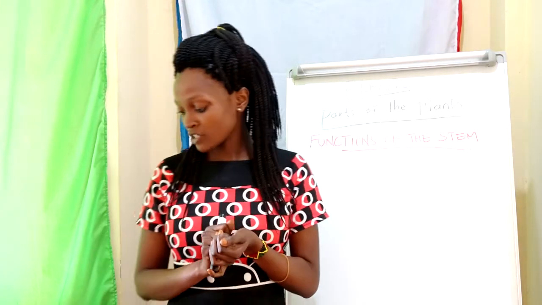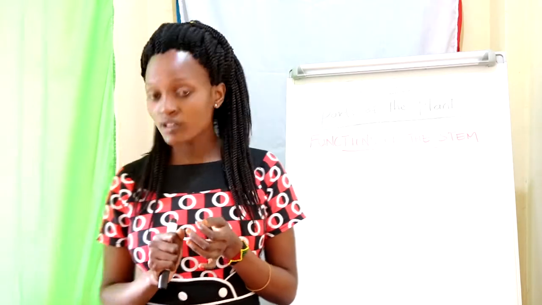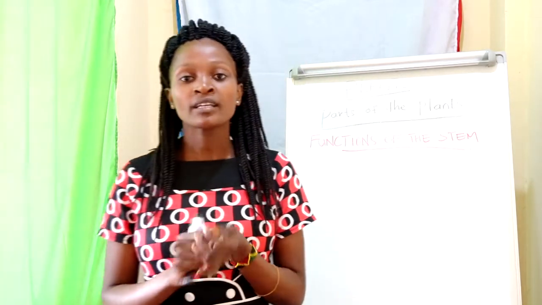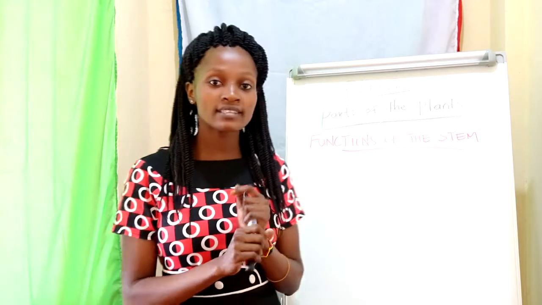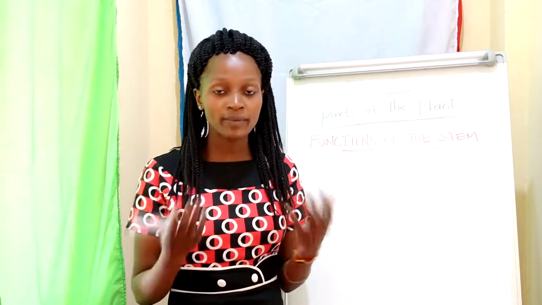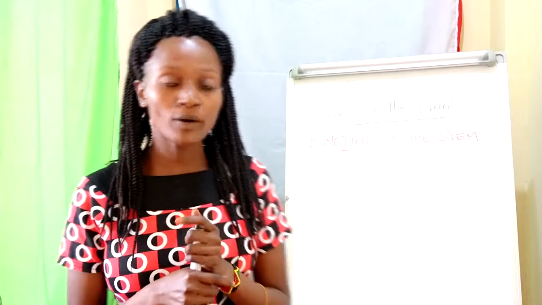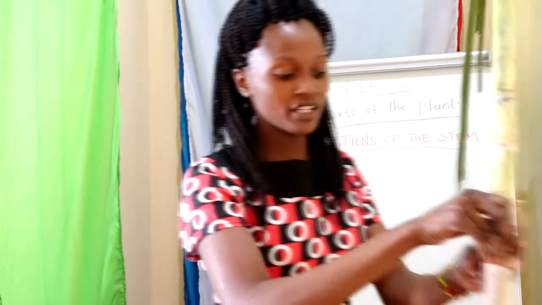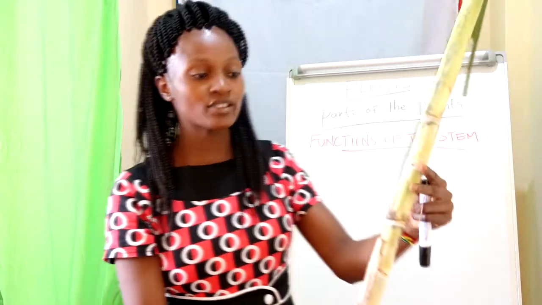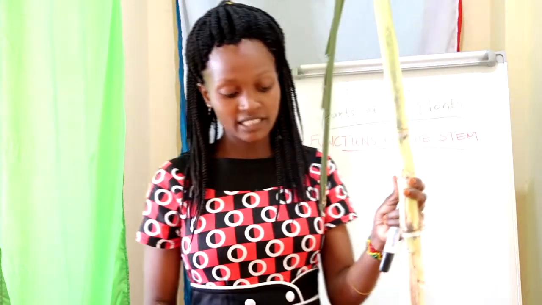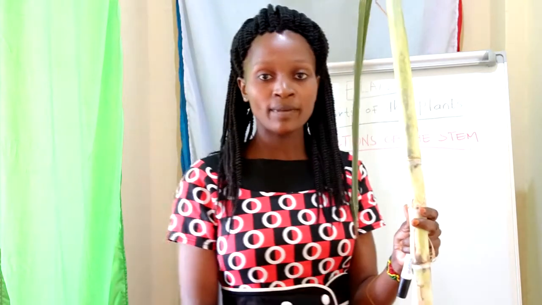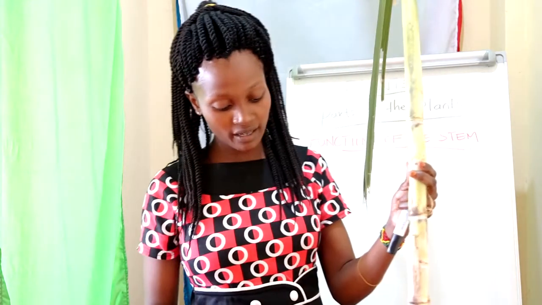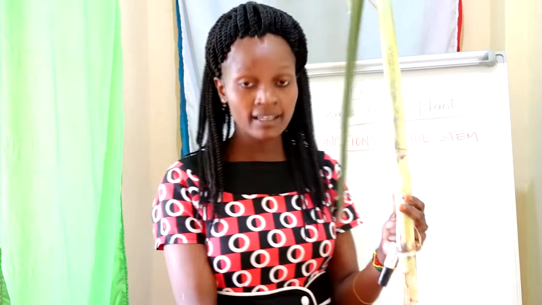Also, the second function is food storage. The stem stores food in some plants. For example, we have the sugarcane plant. As you all know, we eat the stem of the sugarcane plant. So in the sugarcane plant, the food is stored in the stem.